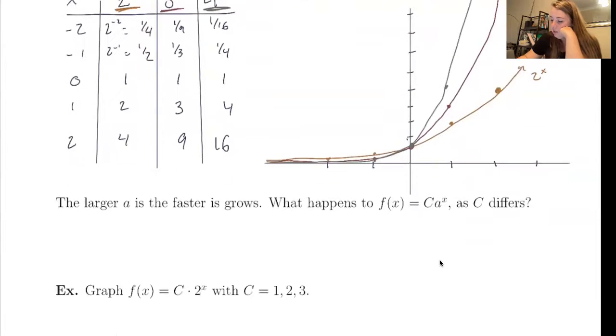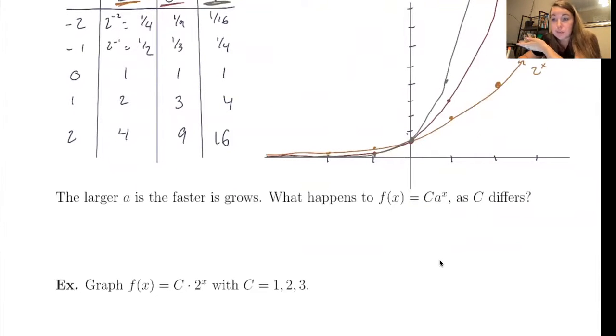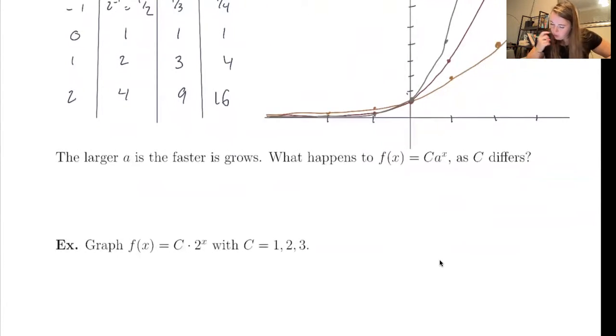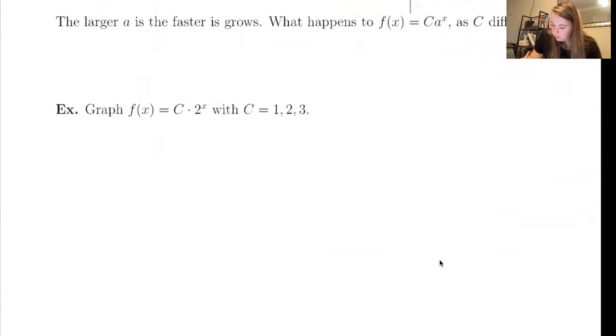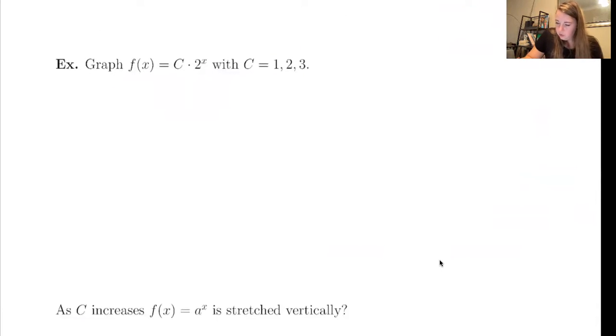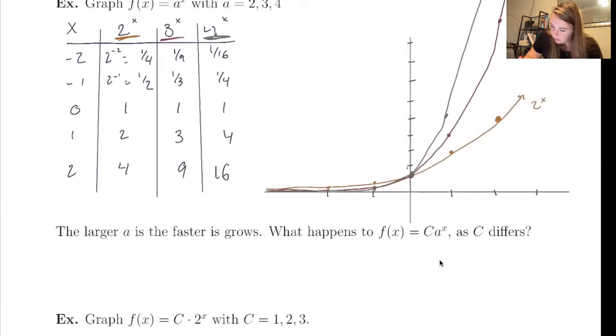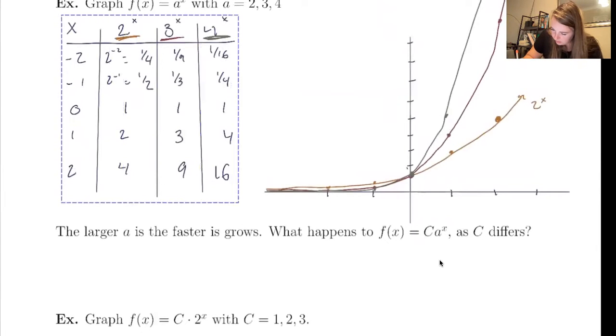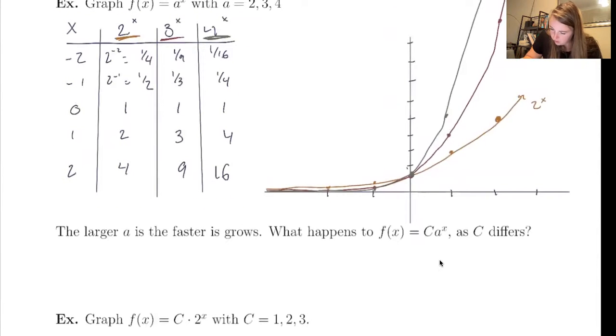So what happens to f of x if we throw in that initial condition of c? So right, we first just talked about a to the x, so we can focus on one thing, a. What happens to f of x equals c times a to the x as c differs? So let's look. So we're going to graph c times 2 to the x when c equals 1, 2, and 3. So I'm actually going to grab this chart because I quite like it. Copy.